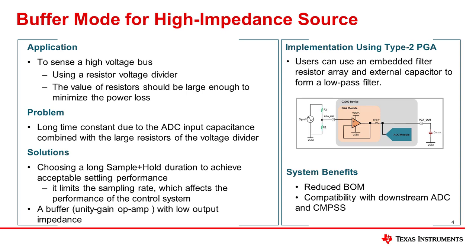Selecting a long sampling time is the first solution to avoid this problem. However, it limits the sampling rate, which affects the performance of the control system. Using a buffer for driving the ADC is another solution. Buffer can isolate the ADC from high impedance circuit. Since the PGA module is compatible with ADC module, using embedded PGA frees up the designer to focus on other aspects of the system. Also, it reduces the number of components as well as the cost.